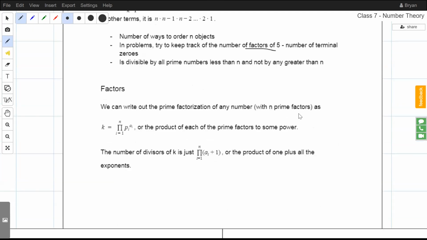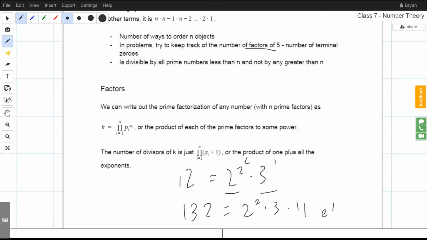And on the topic of factoring, a very important thing to know is that we can always write a number as the product of powers of primes. For example, we can write 12 as 2 squared times 3, where each of the terms are primes and they're raised to some power, and it's just 1. And this is true for literally any number.